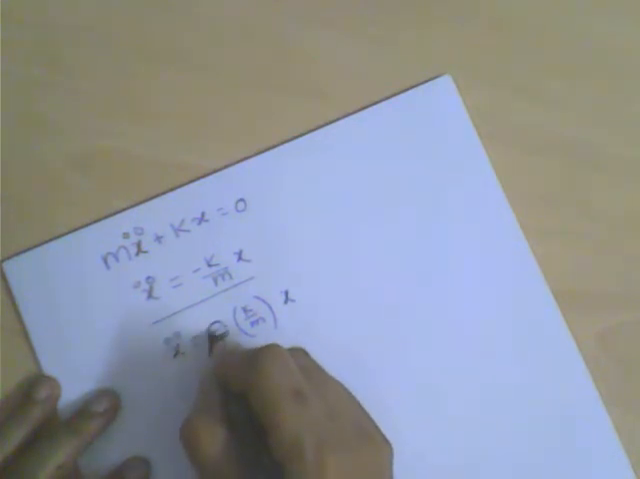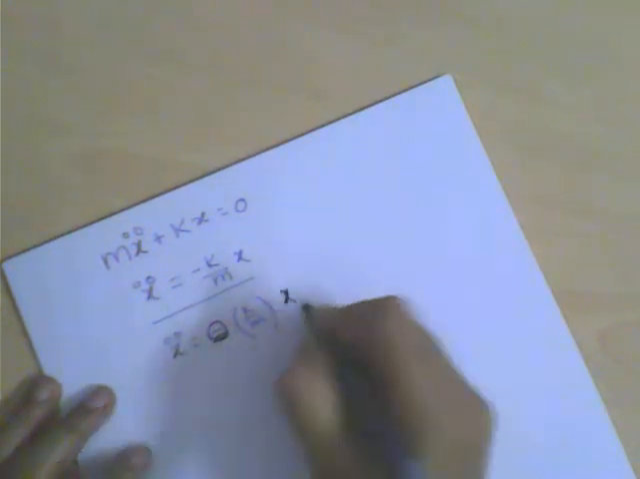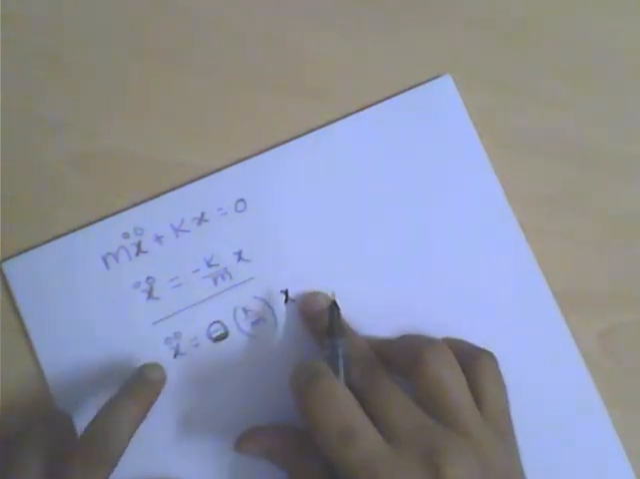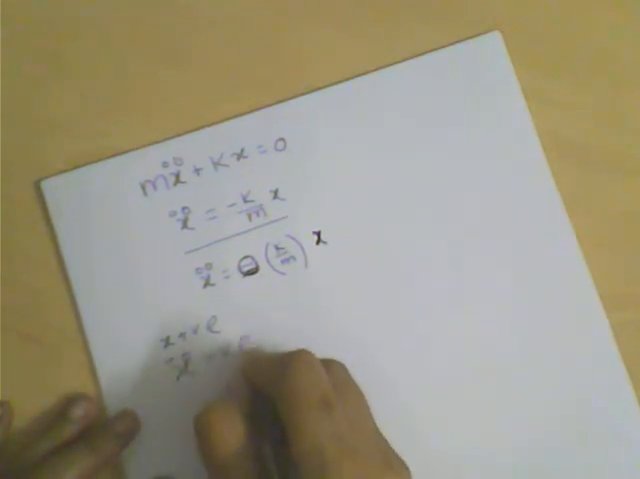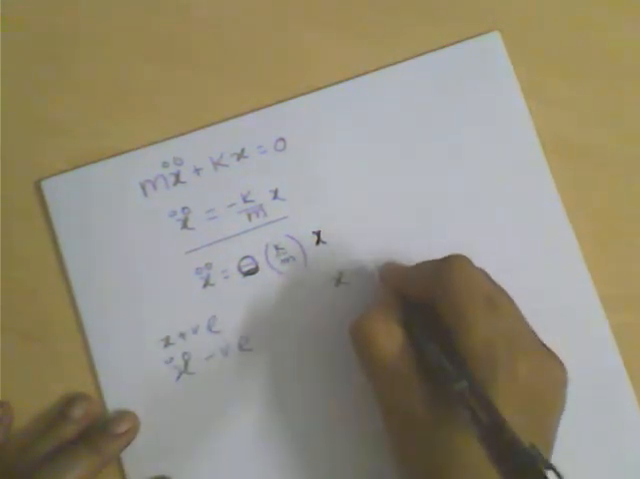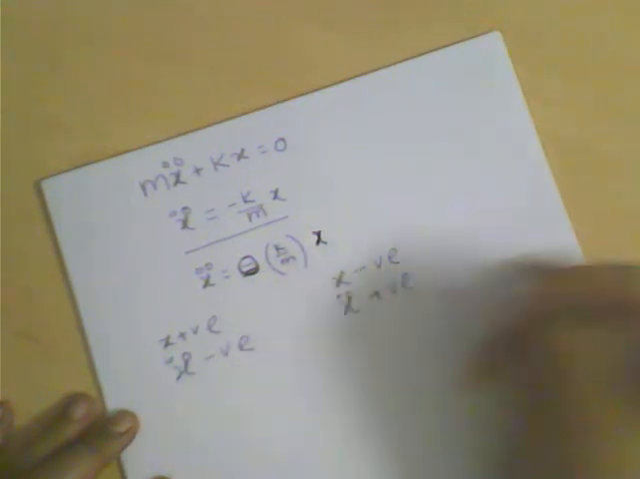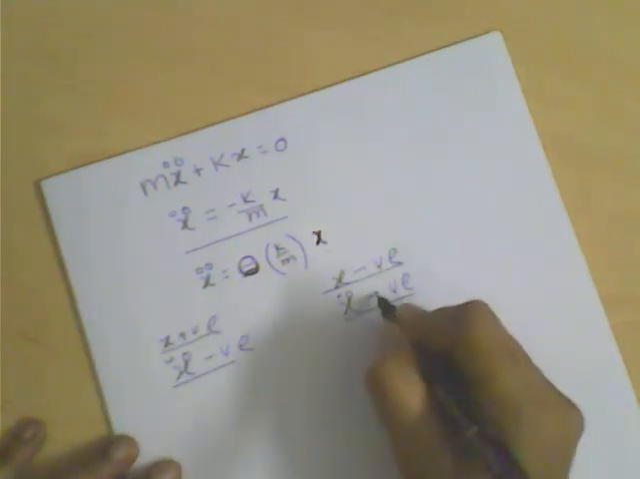So this negative sign over here tells us that if x is positive, x double dot will come out to be negative. If x is negative, x double dot will come out to be positive. So when x is positive, x double dot will be negative. Similarly, when x itself is negative, x double dot will be positive. So the signs of x and x double dot will always be opposite to each other.